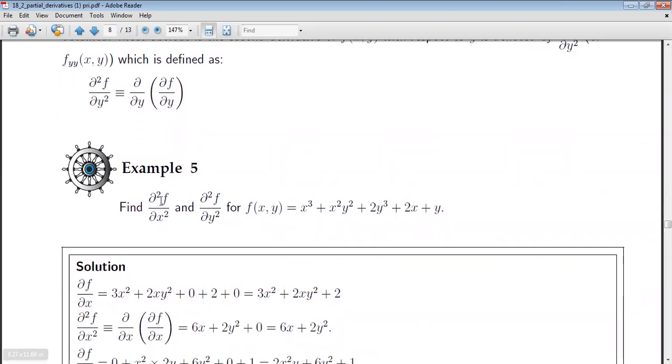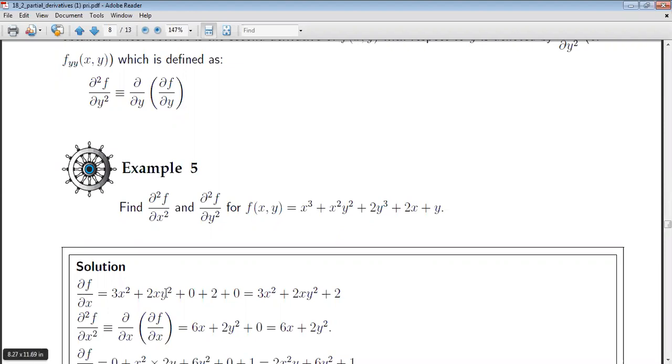So, for finding del square f by del x square, first you have to find out del f del x. So, how can you find out del f del x? For the given function, you have to take the partial derivative with respect to x, taking y as constant. So now del x of the whole function, del x of x cube is what? 3x square plus y square is a function of y, so this should be a constant coming outside. Del x of x square is twice x. So finally the result is twice x y square.